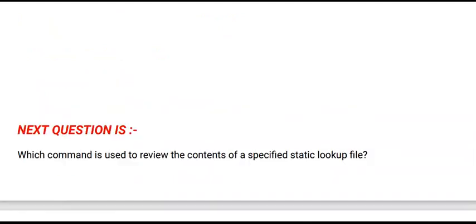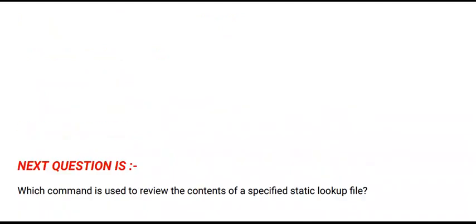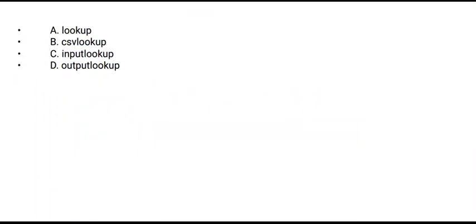Next question is, which command is used to review the contents of a specified static lookup file? Options are option A, lookup. Option B, CSV lookup. Option C, input lookup. And option D, output lookup. The correct option is option C.